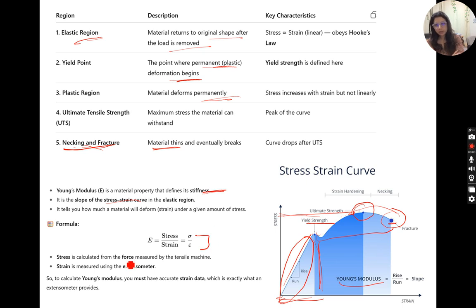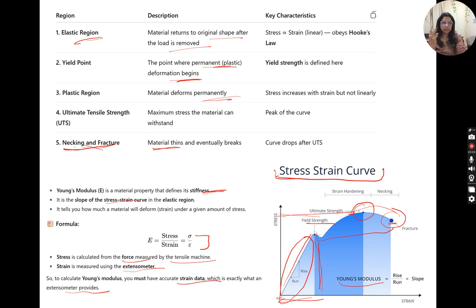Stress is calculated from the force measured by the tensile machine, and strain is measured using the extensometer. So that's how the strain can be measured. To calculate Young's modulus, we need the actual strain data, which is exactly what the extensometer provides. That's how the extensometer can help in calculating the Young's modulus rather than other factors like hardening, ductility, toughness, and all these things. And that's how the curve looks for the tensile testing, which we generally know as the stress-strain curve.